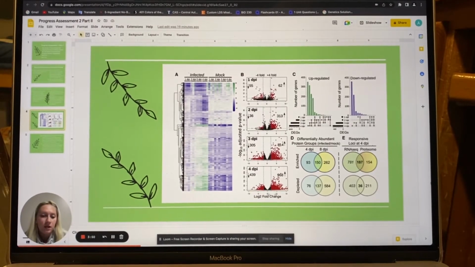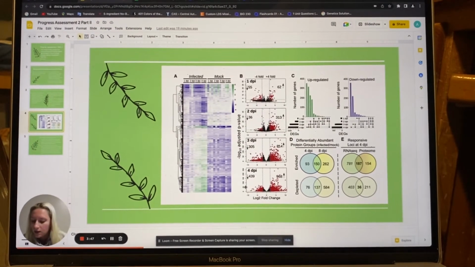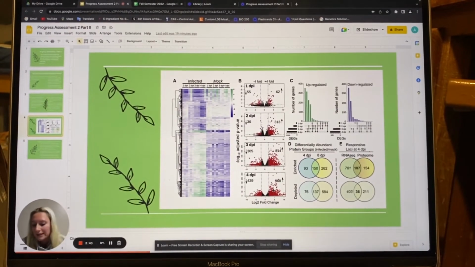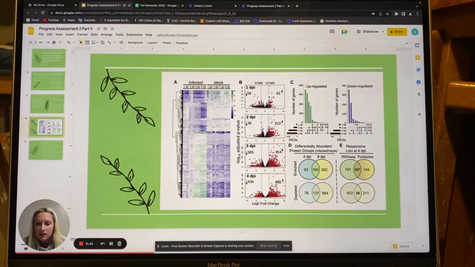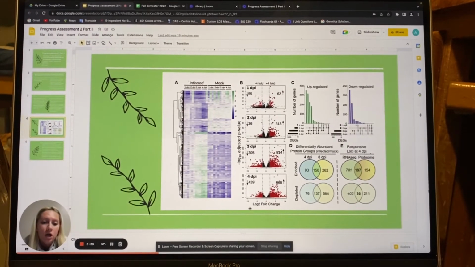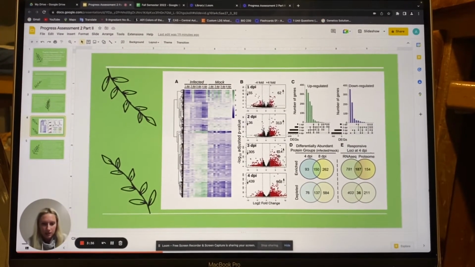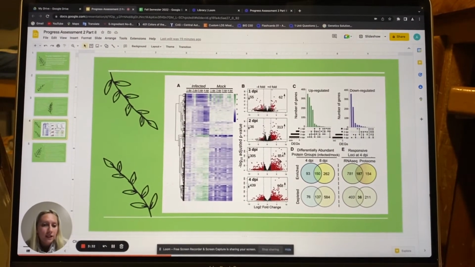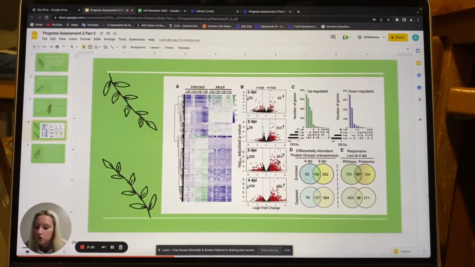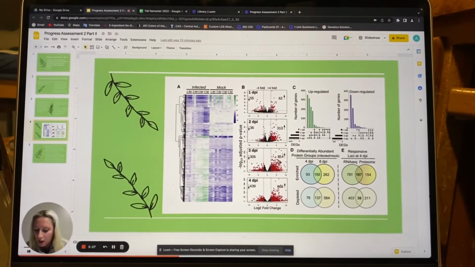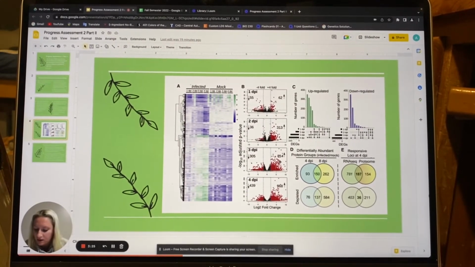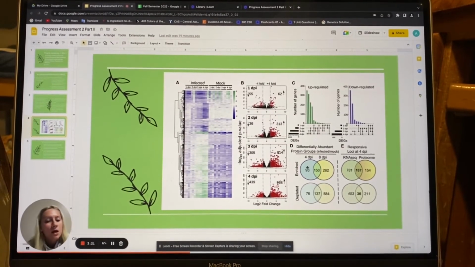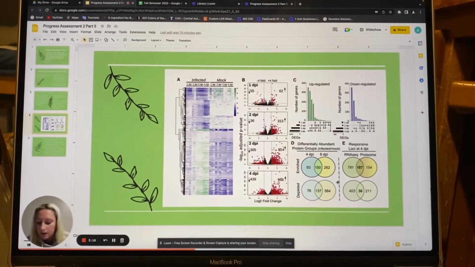And then on B, you also have some volcano plots that show differential analysis per point in time. And then any of the genes that are significantly expressed are shown in the color red. So anything on the outside is significantly expressed. And then C takes upregulated and downregulated genes and compares the two of those. And then you have D and E, which are a couple different protein groups where they're enriched, where they're depleted.